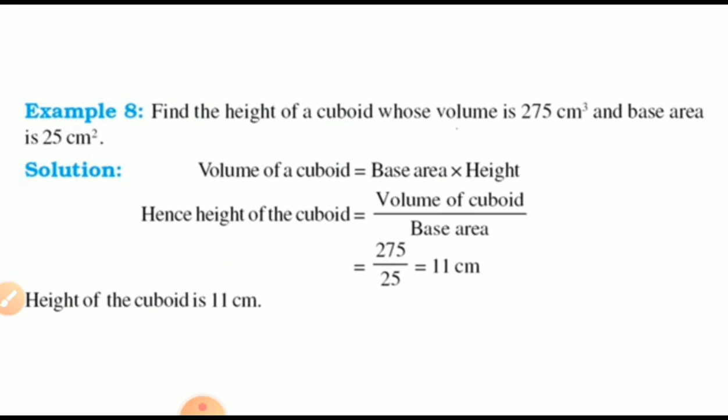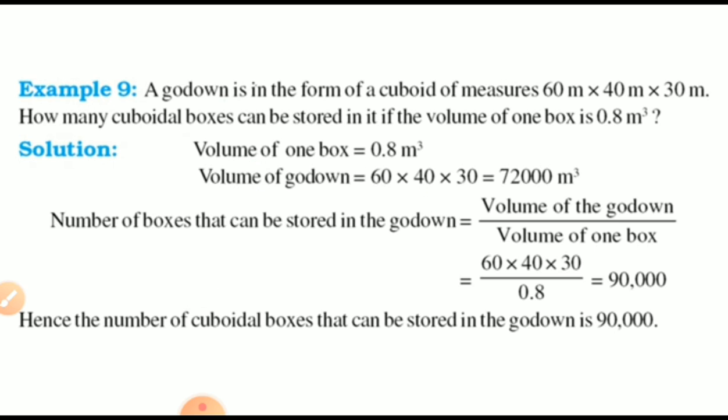Example number 8. Find the height of a cuboid whose volume is this much and base area is this much. We have the formula base area into height. Yes, volume of cuboid divided by base area, you will get the height. Height is 11 centimeter. It's very clear, 275 divided by this one.